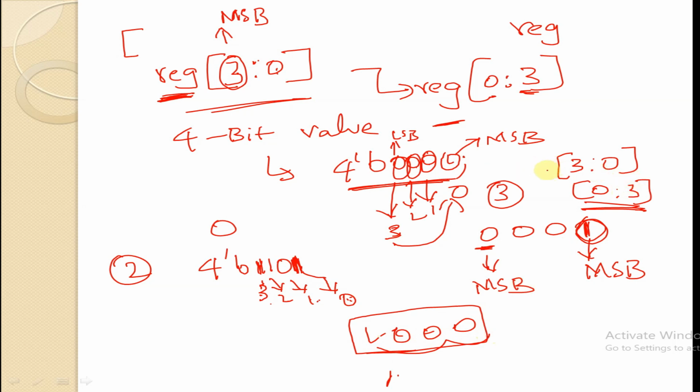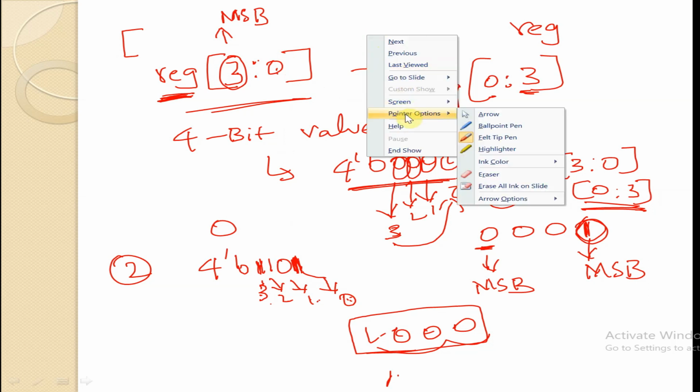So be careful while representing these vectors. That's why I was emphasizing more on this topic. We should be careful about which should be our MSB and which should be our LSB. Is it clear? Like this, we should be careful while declaring the size and the upper value and lower value.